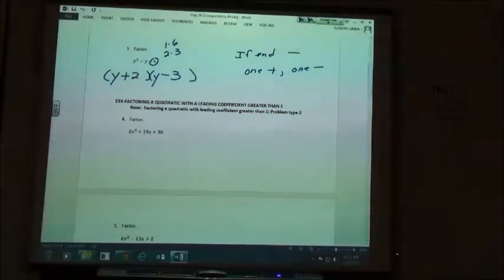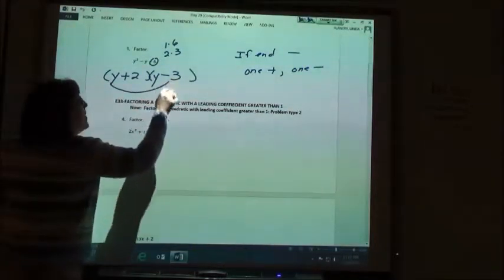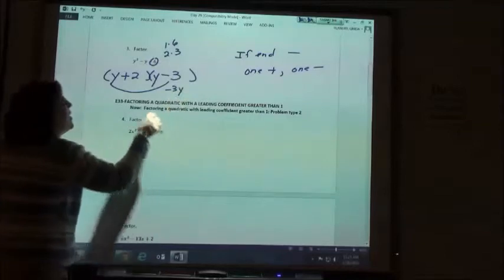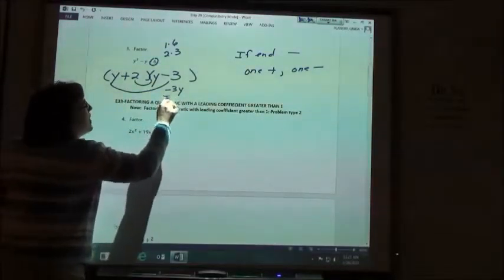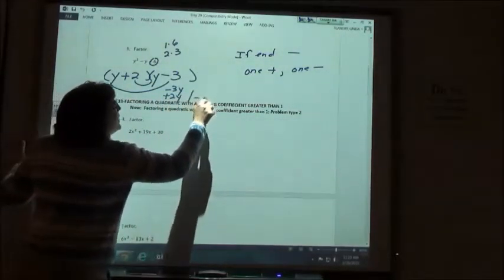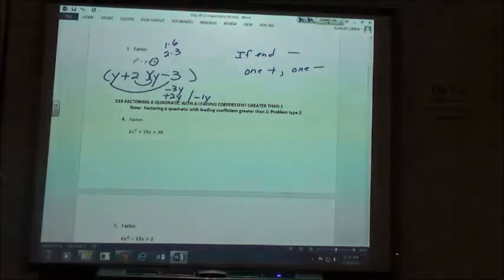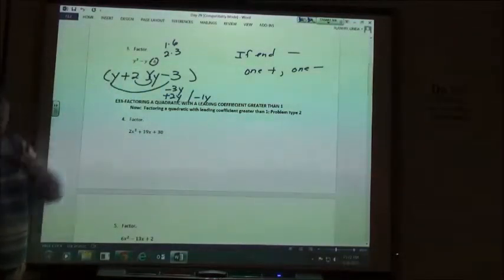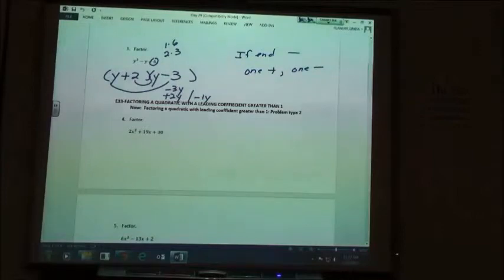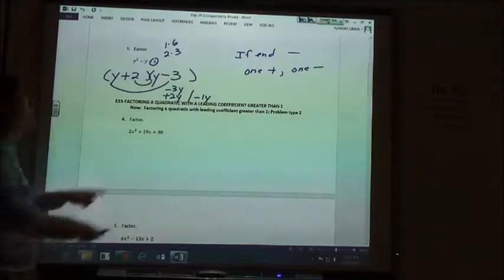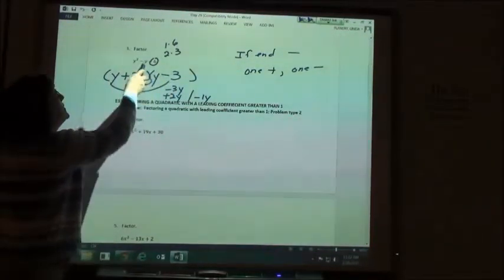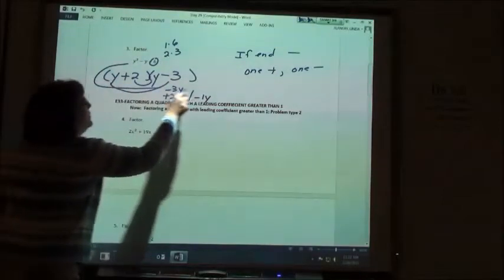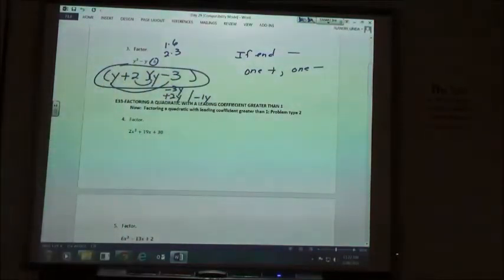Again, if I wanted to double check, I'm thinking about foiling, taking the outside plus the inside. So the outside pair gives me minus 3y, the inside pair gives me a positive 2y, and sure enough, negative 3y plus 2y is the minus 1y you want in the middle. You could FOIL the whole thing out, but just as a quick check, the outside plus the inside have to be the middle. And so (y plus 2) times (y minus 3) is my answer.